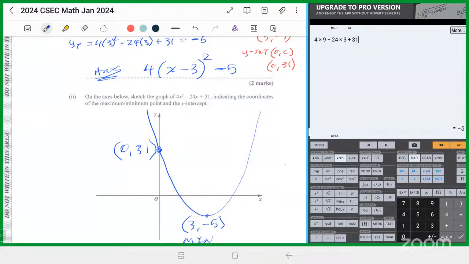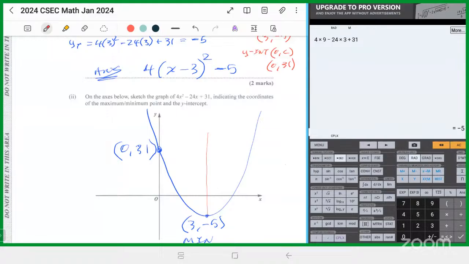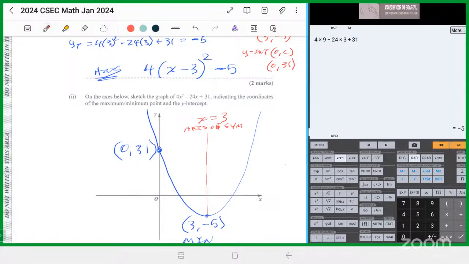If you wanted the axis of symmetry, it would be the vertical line through here, and it will be x equals the x value at the point, which is 3. If they wanted the axis of symmetry, I'm just showing it to you just in case. But that is it, guys.